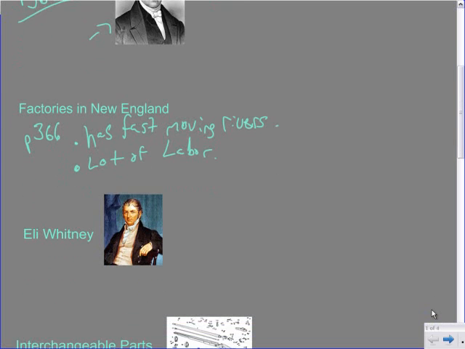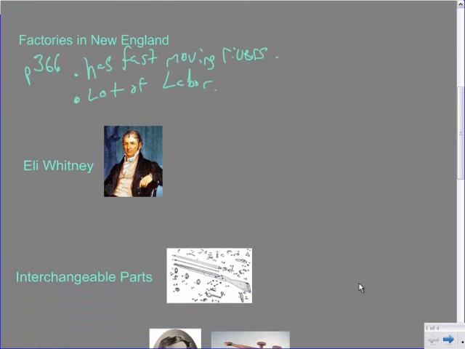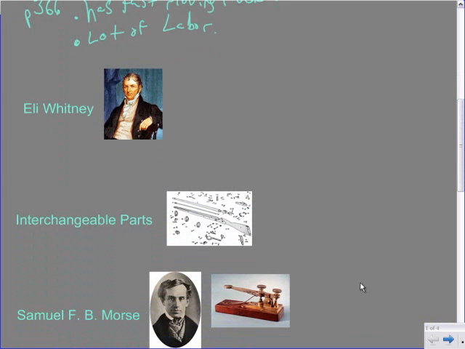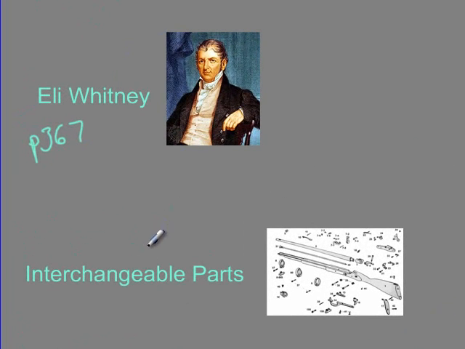Another thing to come out of the Industrial Revolution is new inventions and inventors and all this kind of stuff. And we're going to talk first about Eli Whitney and one of the first things that he does in relation to this unit. What we're talking about is on page 367. We'll come back to him in just a little bit and talk about something else.